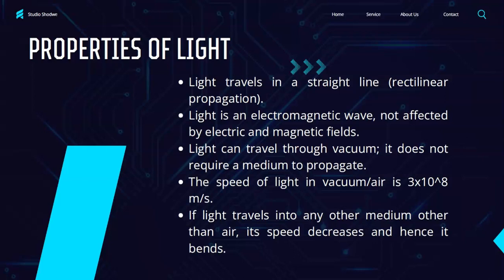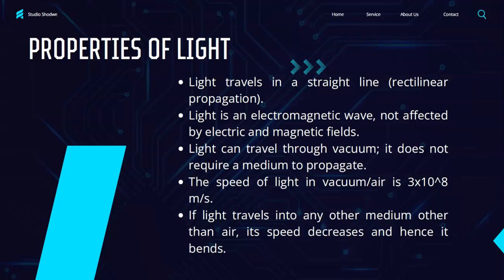A few properties of light that we have already studied in lower standards and that we are supposed to remember. First one, light travels in a straight line, which is also known as rectilinear propagation of light. Whenever we draw ray diagrams, we are supposed to draw straight lines with an arrow. Light is also an electromagnetic wave. That is, it is not affected by electric and magnetic fields.